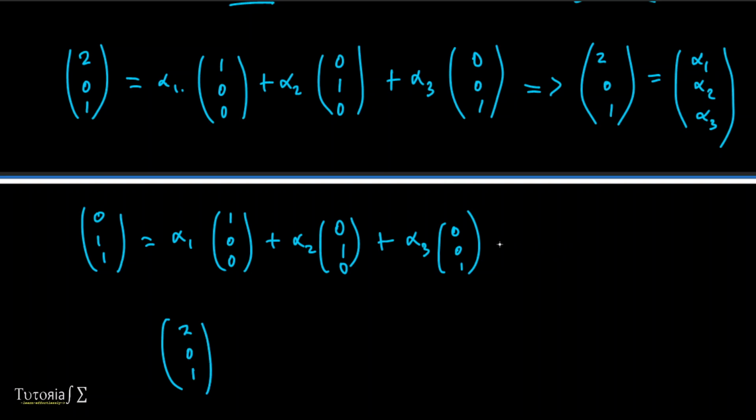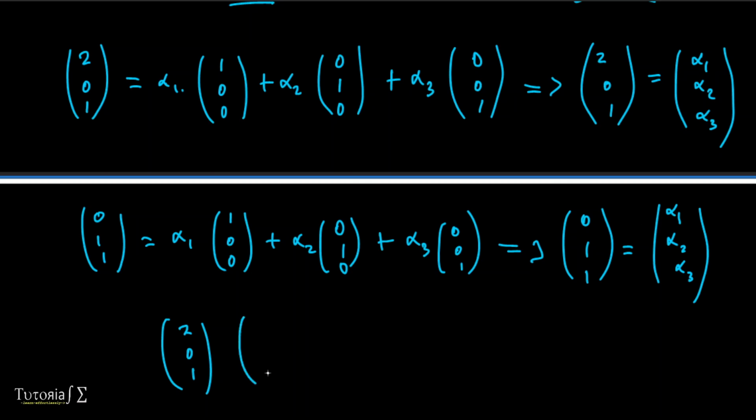Same applies for this. We have alpha 1, alpha 2, alpha 3, and we have 0, 1, 1. But of course, if it was not a usual basis, you would have to solve the system of equations. For the usual basis, it makes things easier. Then for the solutions, we're going to have 0, 1, 1.